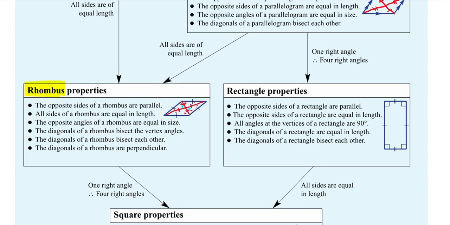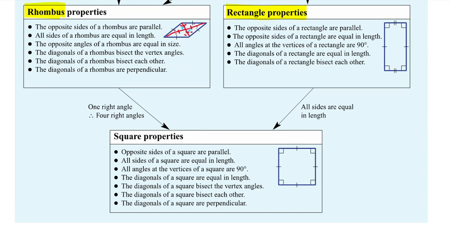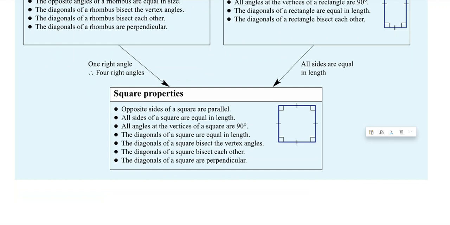Okay, if we go back to our parallelogram and we make all of the angles right angles, we get a rectangle. So a rectangle has opposite sides parallel, opposite sides equal in length. All angles are 90 degrees. The diagonals, if I draw them on there, are equal in length, and the diagonals bisect each other as well. So you see, the further we go down this list, the more properties the shapes are getting.